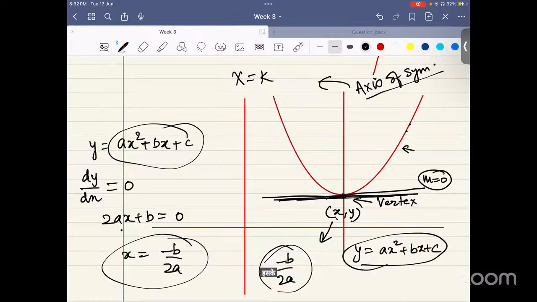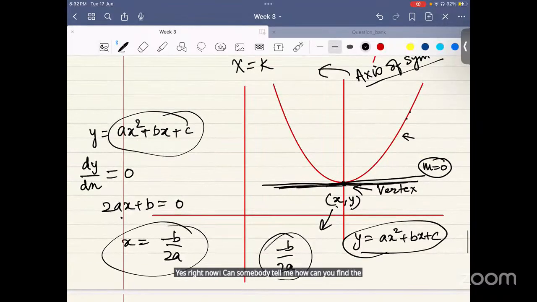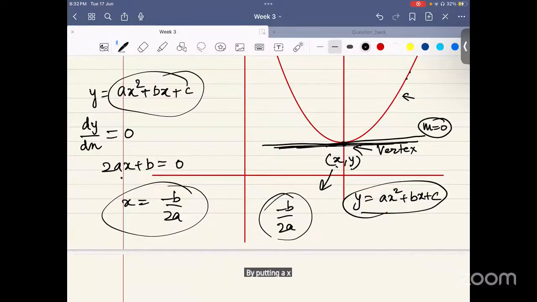Is this clear? Or you are not able to understand? Yes, sir, it's clear. Right? Now, can somebody tell me how can I find the y coordinate of this vertex? By putting x in the equation. You can substitute x. Nice, super.